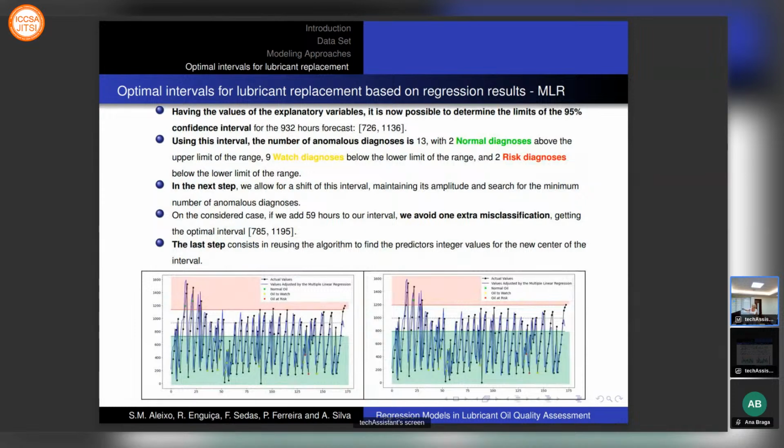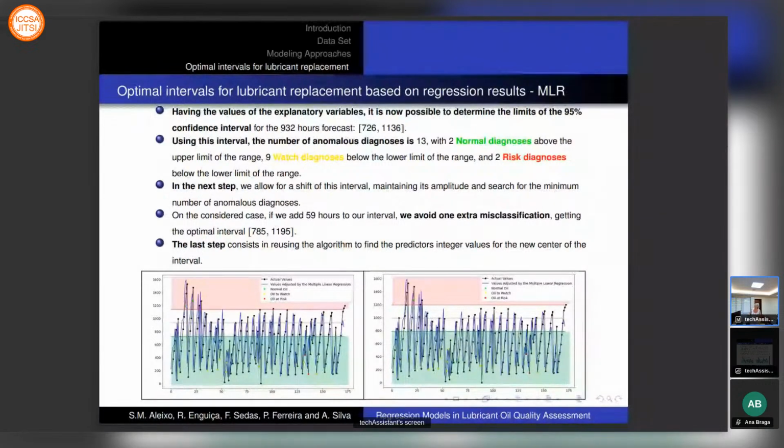Using this interval we can see, not very well, that there are two normal diagnoses above the upper limit, which is this one, and there are 11 more below it: nine watch and two risk diagnoses.